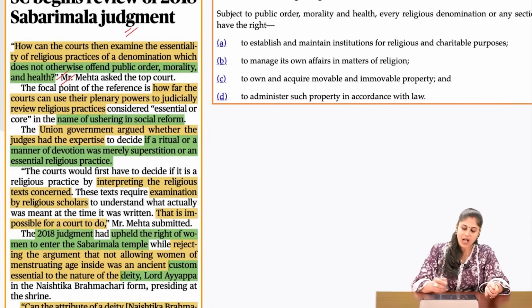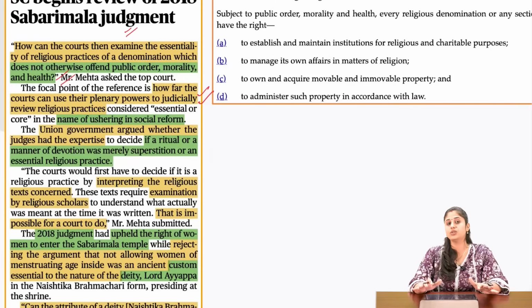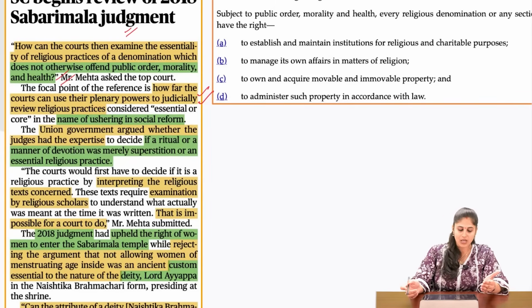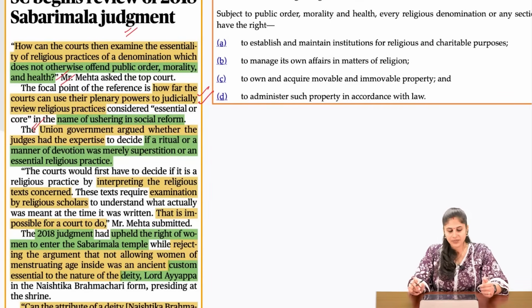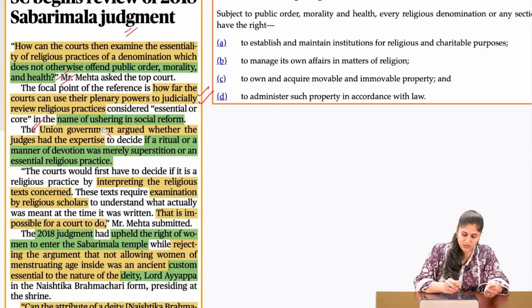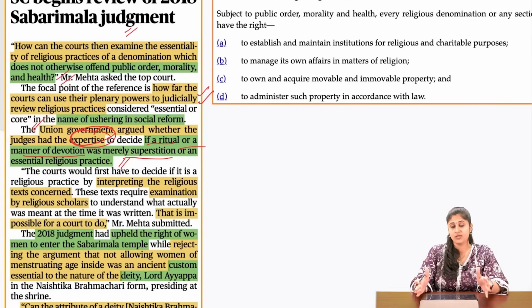Then another question is, how can the judiciary look into the religious text? Because that is something which can be decoded effectively by the religious scholars, and this is not something which the court can do effectively. Then the government has raised a concern, an argument, whether judges actually have the expertise to decide if a ritual of a particular religion is a mere superstition or an essential religious practice. Do the judges have this much expertise? And the interpretation of religious texts, again, is to be examined by the religious scholars, and it is very difficult for the court to do the same.